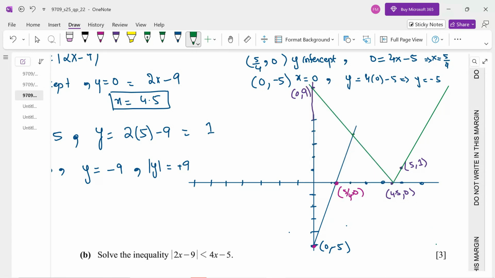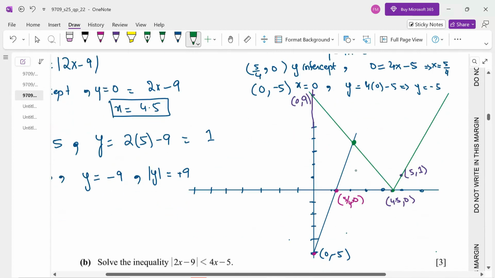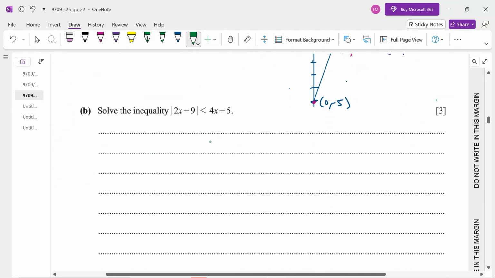When we plot these, we will have one intersection point here, and this point is 0 comma 9 and this point is 5 comma 1, and the point on the x-axis is 4.5 comma 0. So we have plotted both graphs in the same diagram. Now let's move to part B.